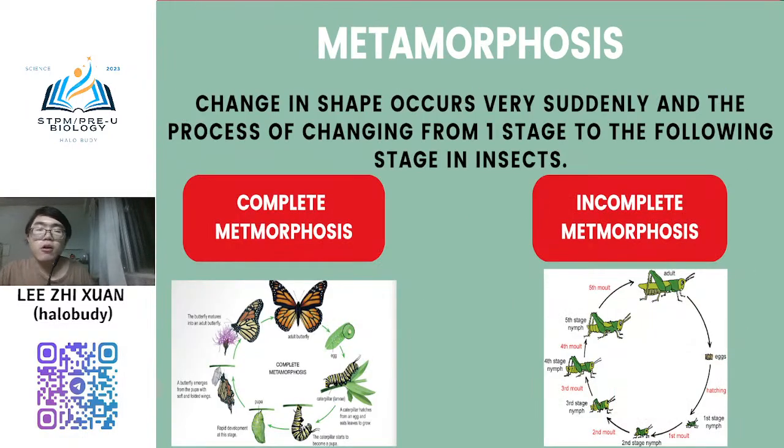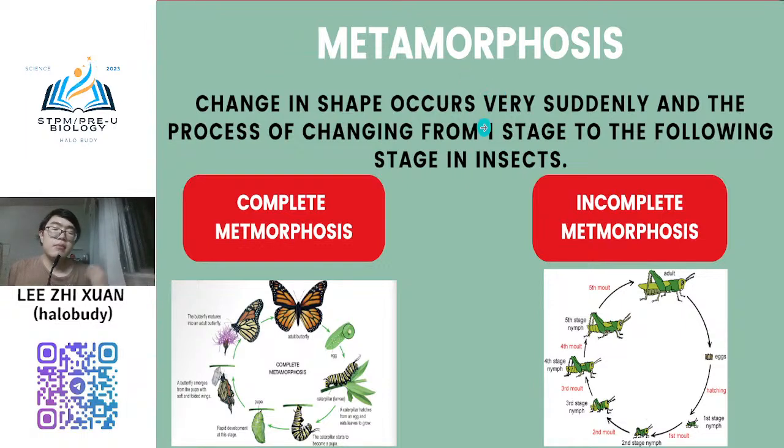Okay, so ecdysis is accompanied by metamorphosis. Metamorphosis is the change in shape that occurs very suddenly, the process of changing from one stage to the following stage in insects. In insects, especially butterflies, we know that the young of the butterfly is the caterpillar. But suddenly it can become a butterfly. Why? Because of this process we call metamorphosis.